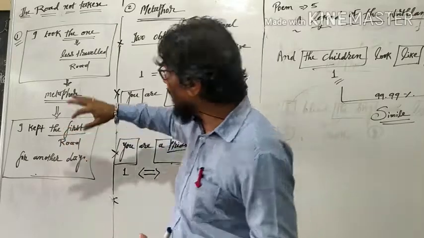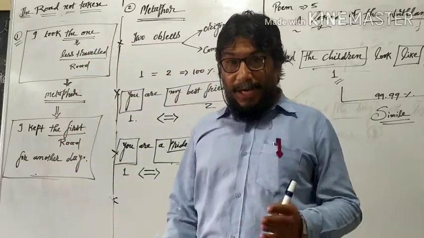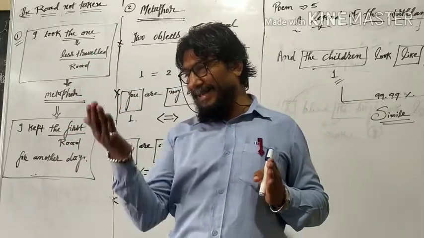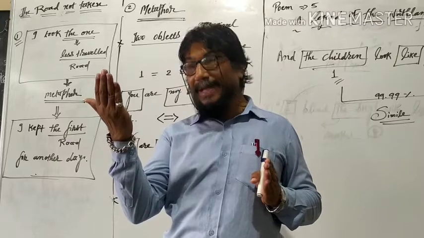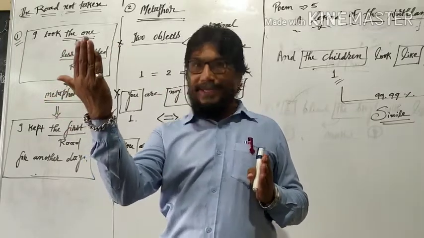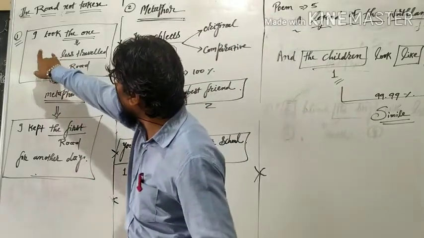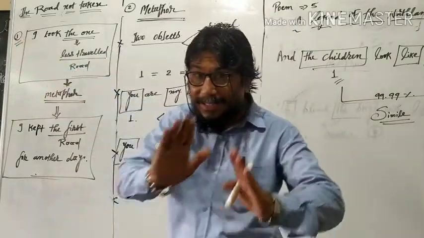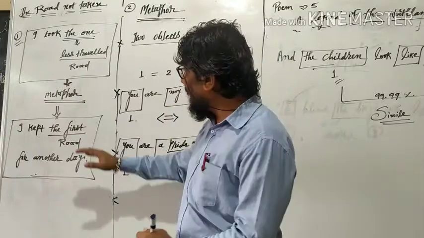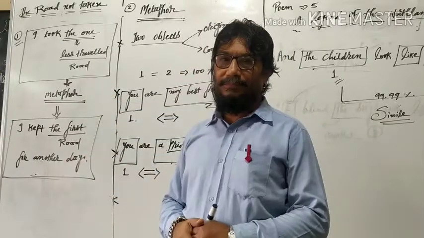What is that less traveled? That is a road. It means what I took, that is the less traveled road. And that less traveled road is equal to what I took. Both are here exactly equal. And so this is the example for metaphor.